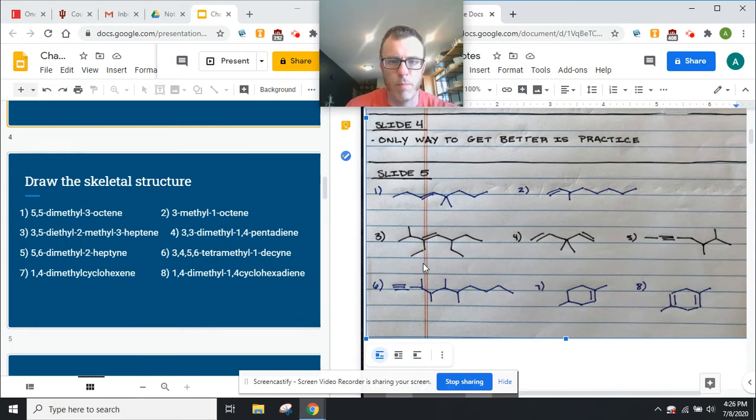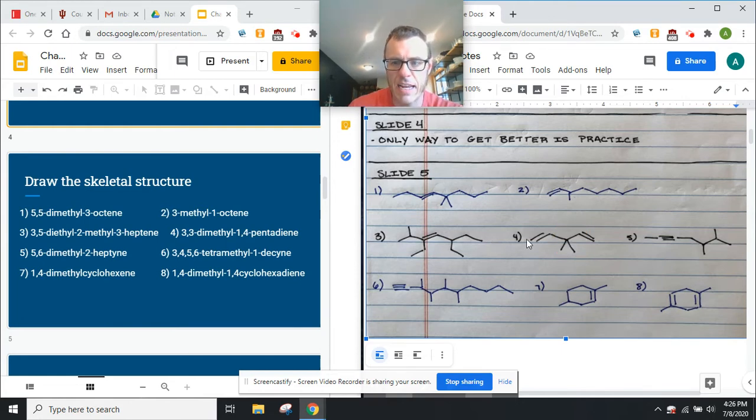3,5-diethyl-2-methyl-3-heptene. That's a mouthful. Hept, that's 7. So we made a 7-carbon chain, and I put the double bond on carbon number 3, which is right there. All right. And so now on carbon number 2, there should be a methyl group. On carbon number 3 and 5, there should be ethyl groups. So we have something like that.